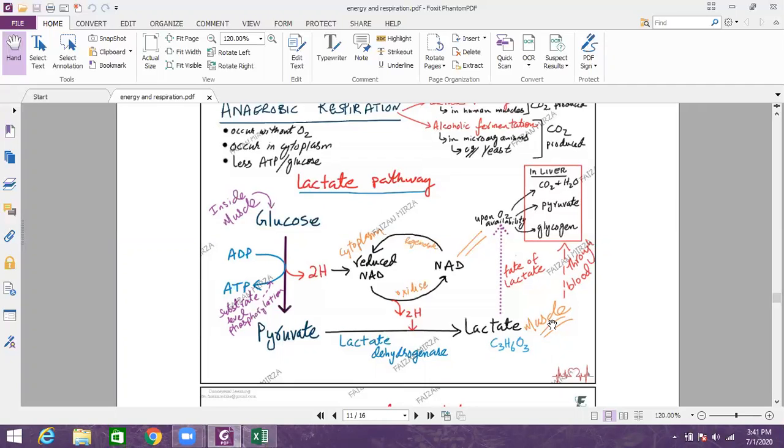We know that when lactate builds up in the muscle, it causes fatigue, and you cannot allow a lot of lactate to stay within the muscle because the muscle will get fatigued and you won't be able to continue your exercise. So through the bloodstream, lactate is removed and it is sent to the liver. In the liver, it turns into carbon dioxide and water, and these are the waste products of respiration. Or it can be turned into pyruvate.